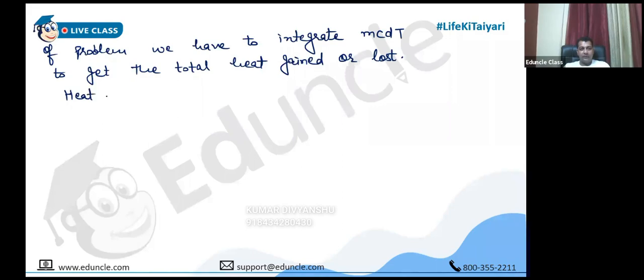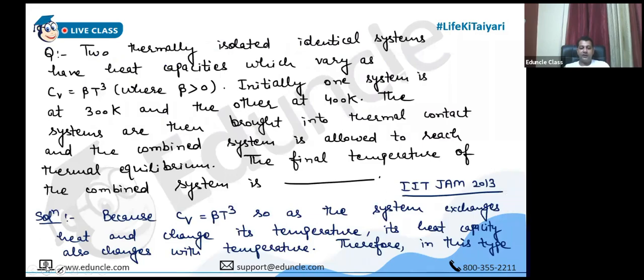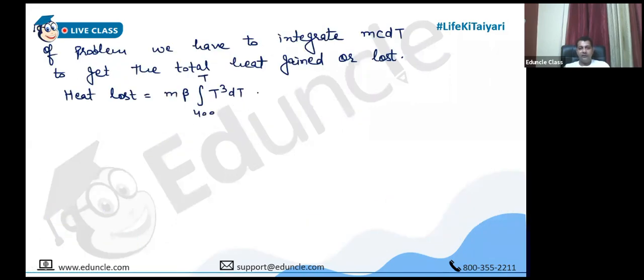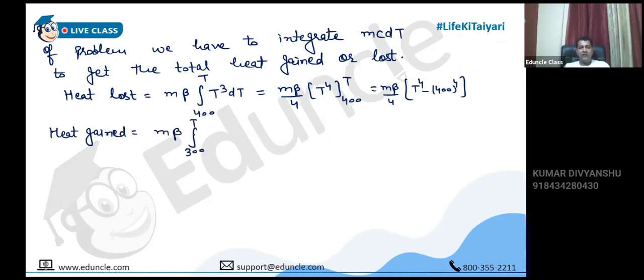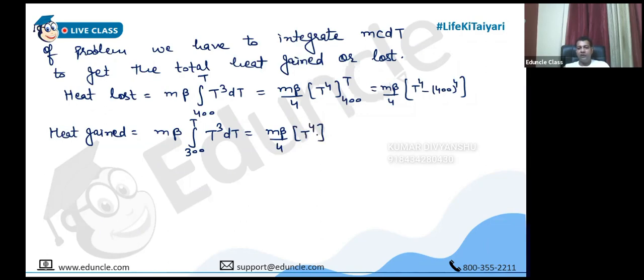Let me calculate the heat lost. One system was at 300, the other at 400. Let the final temperature be T. Heat gained. I'm not taking care of the sign here, okay? In both the cases, I'm integrating from initial to final temperature. So what I will do now is take the sum to be equal to 0, because the sign is already involved like this.